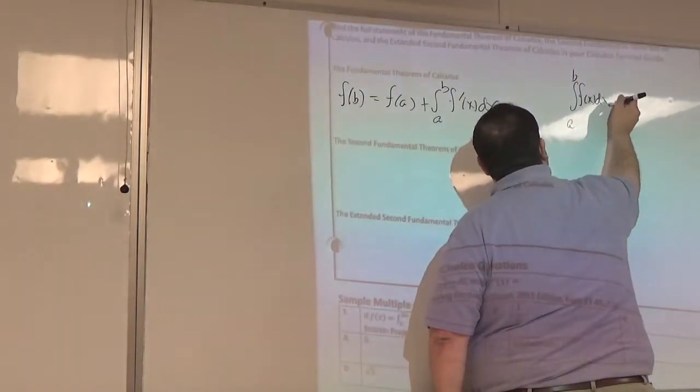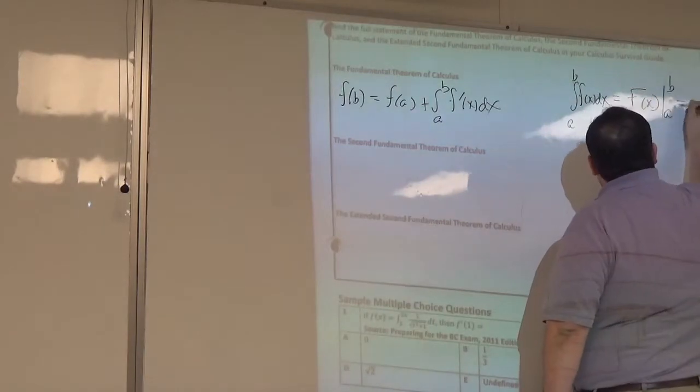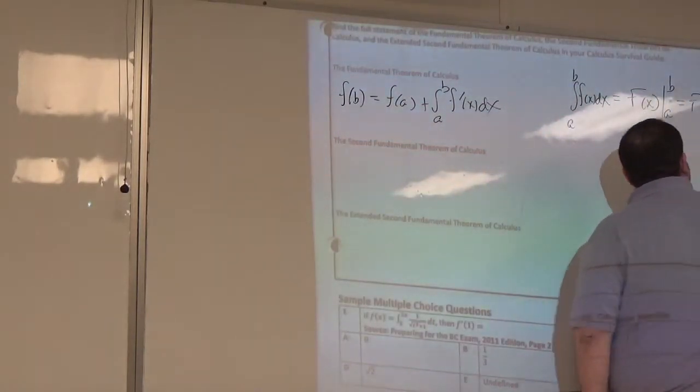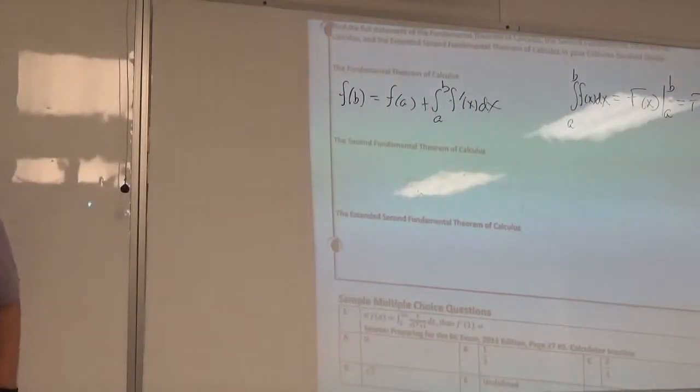The other way that we sometimes write the fundamental theorem of calculus is what you did when we first learned about integration. You find the antiderivative and evaluate from a to b. So it's big F of b minus big F of a. The second fundamental theorem of calculus, that's the one that does this weird mixing together of derivatives and integrals.